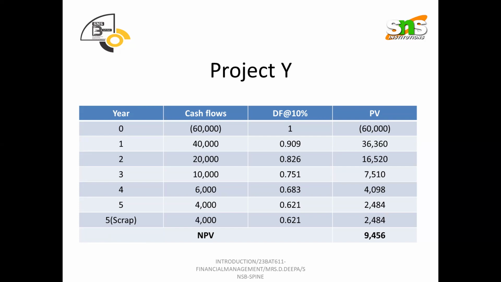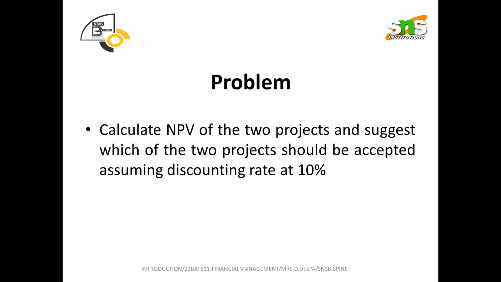Do the same thing for project Y. The answer is 9,456. Obviously, which project will you select? The one with the higher NPV. Both projects are acceptable since both NPVs are positive values. Since the higher NPV is for project Y, that is 9,456, we will go ahead with project Y. What is our question? Which project should be accepted? Obviously project Y. Hope you all understand. Thank you.